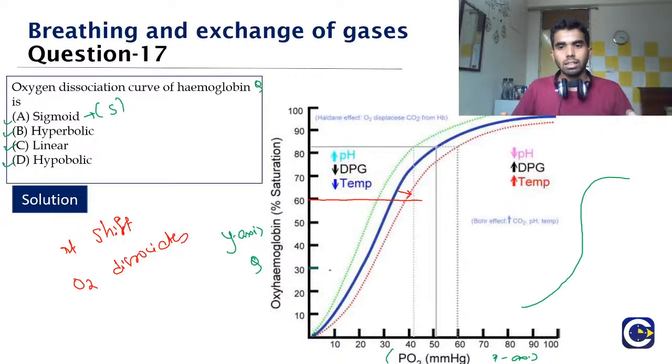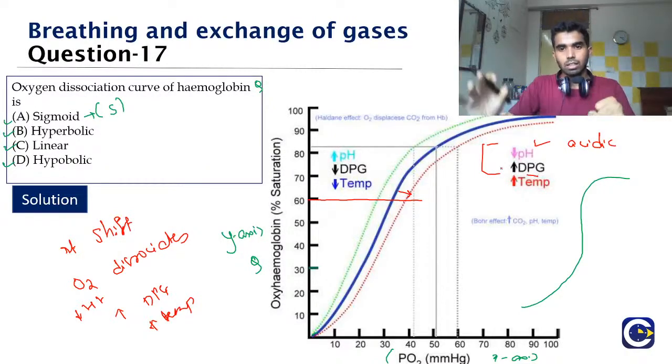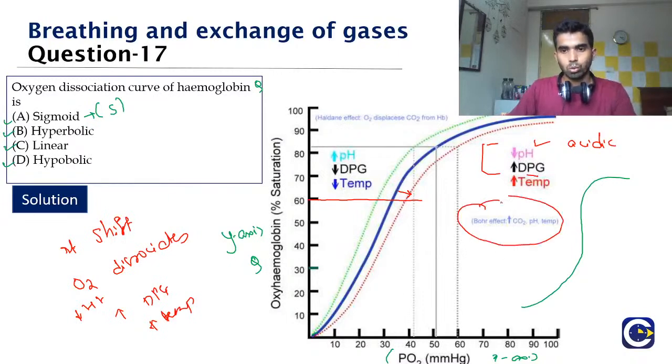And what are the things that lead to right shift? A decrease in the pH, that is in the acidic medium, oxygen easily dissociates from the hemoglobin, or an increase in the DPG, or bisphosphoglycerate. Okay, decrease in H plus, or increase in DPG, or increase in the temperature. So if these three conditions are present, the oxygen will dissociate and the curve will shift to the right hand side, and this is known as the Bohr effect.